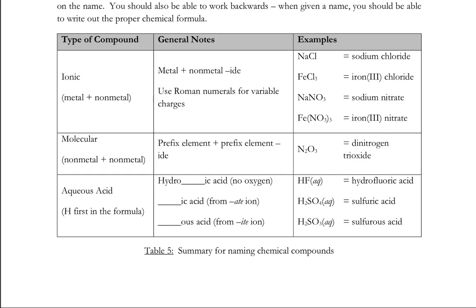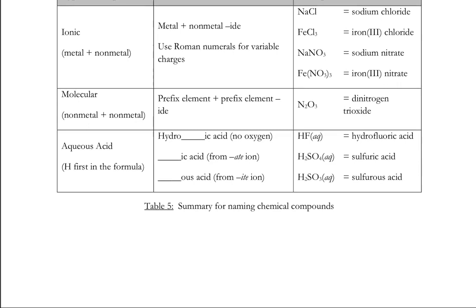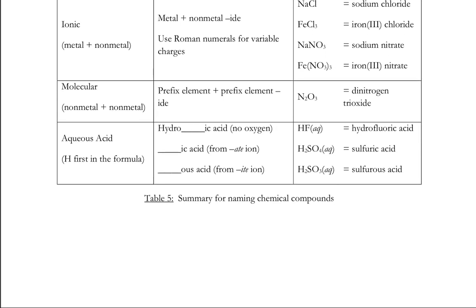If it's a molecule, then we have the prefix, element, plus prefix, element root, ide. So N2O3 is dinitrogen trioxide. If it's an acid, we have those non-oxygen acids, so hydro, root name, ic acid. If it is an oxygen-containing acid, if the anion is an ate ion, we have the ending ic acid, so we have root ic acid. If it is an ite ion, then we have the root name ous acid.